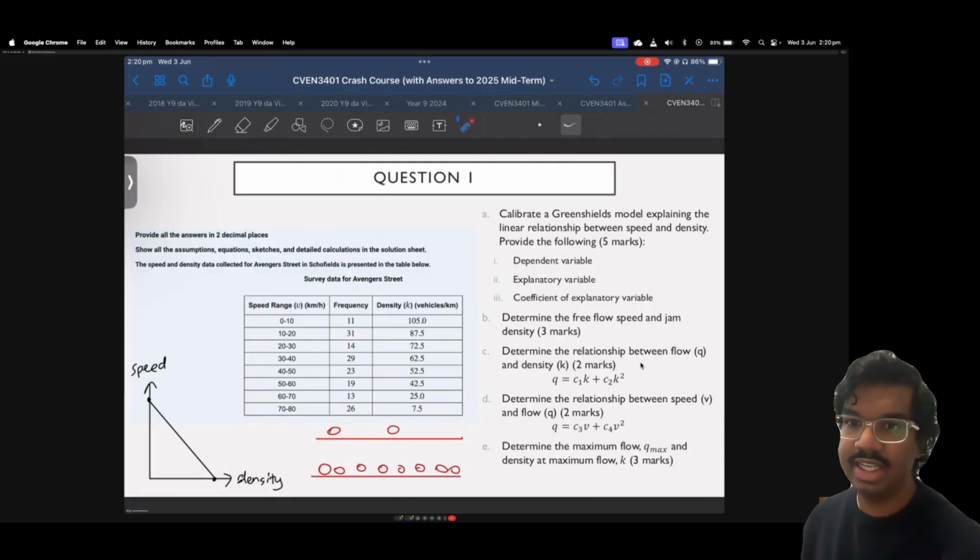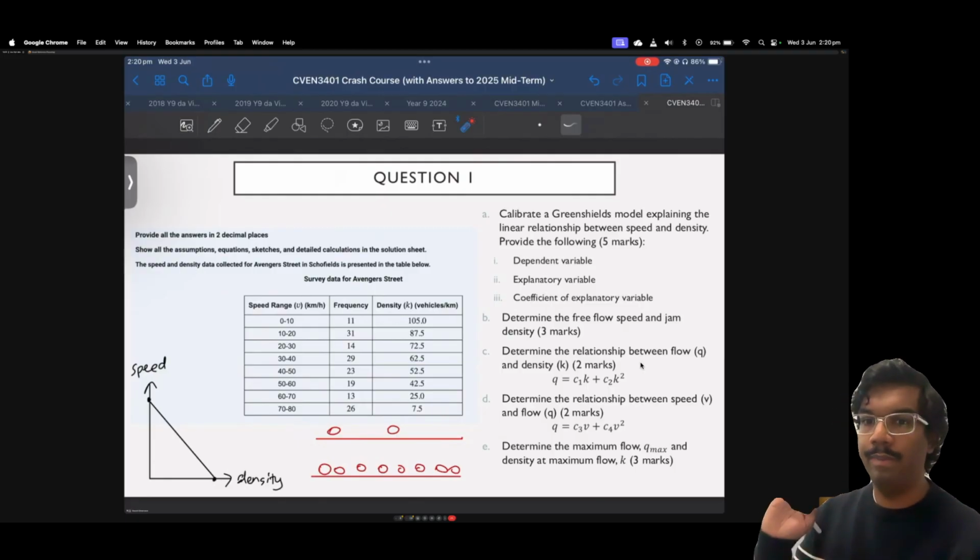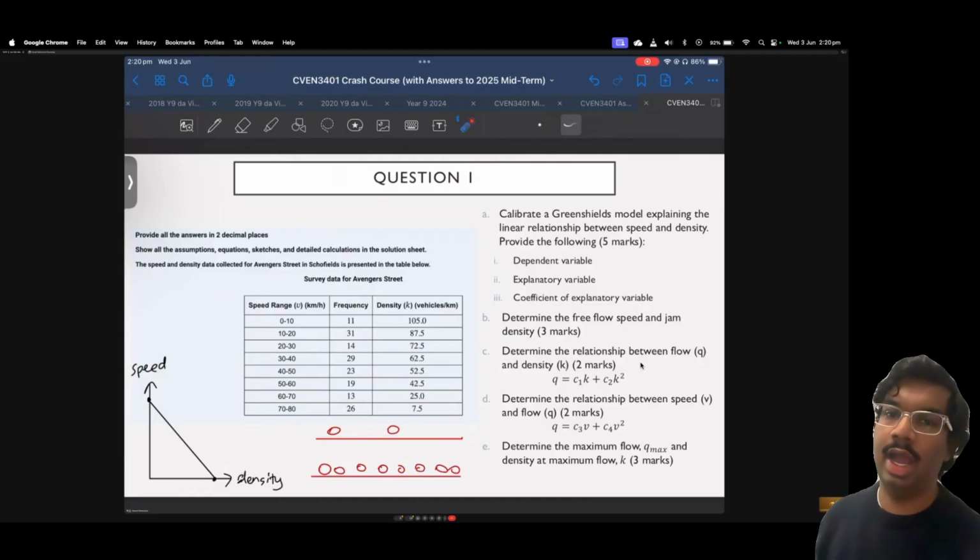So part A is: calibrate a Green-Shields model explaining the linear relationship between speed and density. Provide the following: the dependent variable, the explanatory variable, and the coefficient of the explanatory variable. And then we'll go through parts B, C, D, and E afterwards.